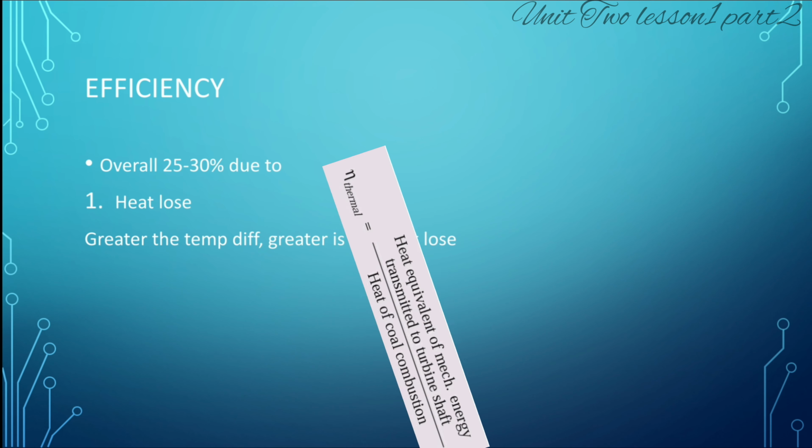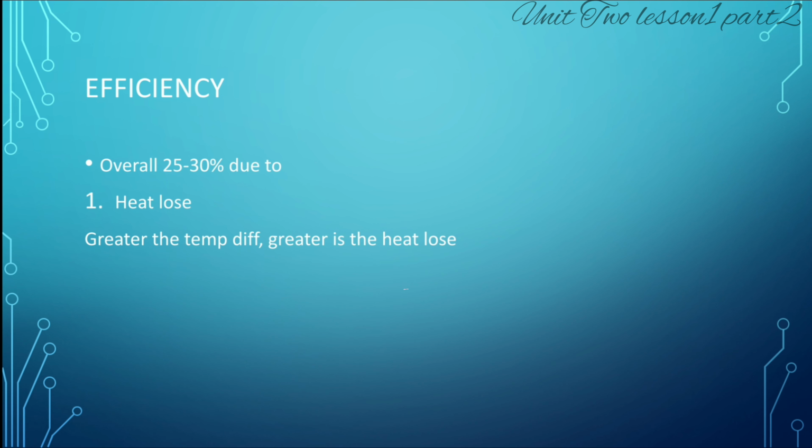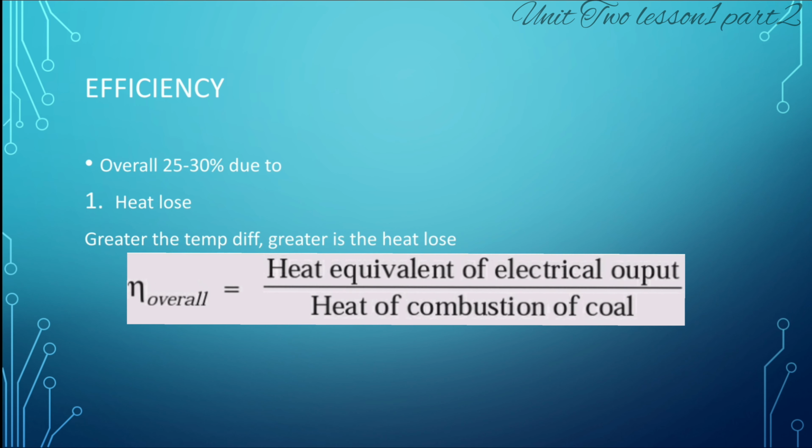Thermal efficiency: the ratio of heat equivalent of mechanical energy transmitted to the turbine shaft divided by the heat of combustion of coal is known as thermal efficiency of steam power plant. Overall efficiency: the ratio of heat equivalent of electrical output divided by the heat of combustion of coal is known as overall efficiency of steam power station.